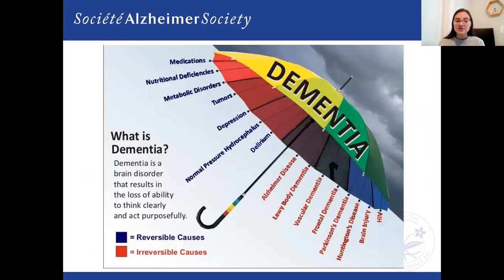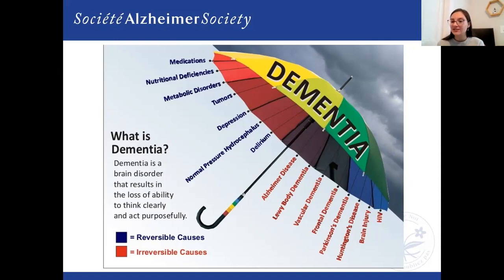This is another image of the umbrella. It can be a little bit harder to see. The font's a little bit smaller, but the same idea. On the left side with the blue font, we have the reversible causes of dementia, and on the right, we've got the irreversible causes. You may be surprised to see that there are so many different causes of dementia, but if you can believe it, there are even more types that are not listed on this umbrella.